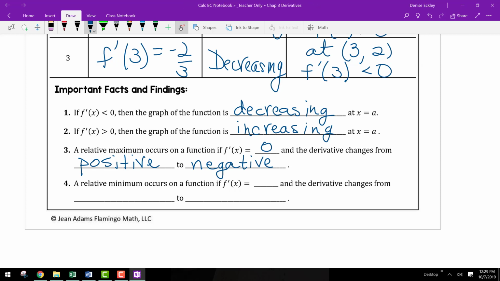A relative minimum occurs on a function if f prime of x is 0 again, and the derivative changes from negative to positive, because that means we had negative slope lines and we get to the bottom and then they change to positive slope lines. Okay, if any of this needs clarification, we will be going over this in class.